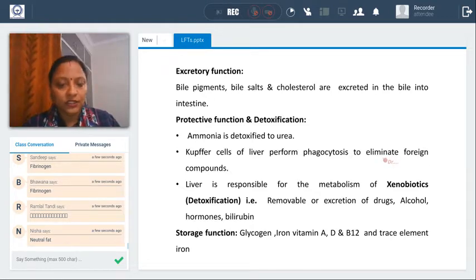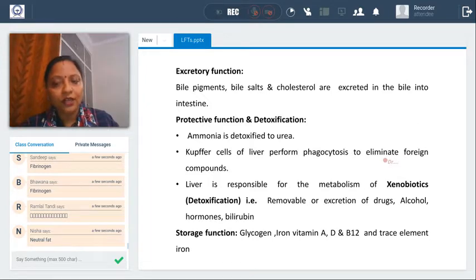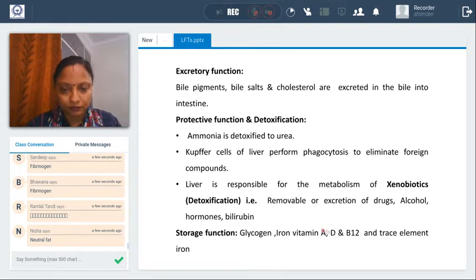Storage function, that is storage of glycogen, iron, vitamin A, D, B12, or trace elements like iron. Vitamins A, D, E, K, you all know, are fat soluble.